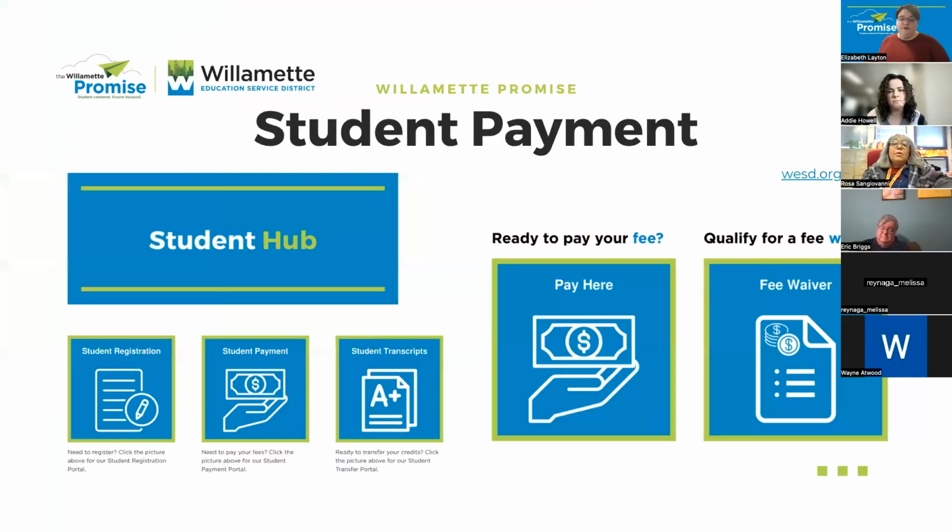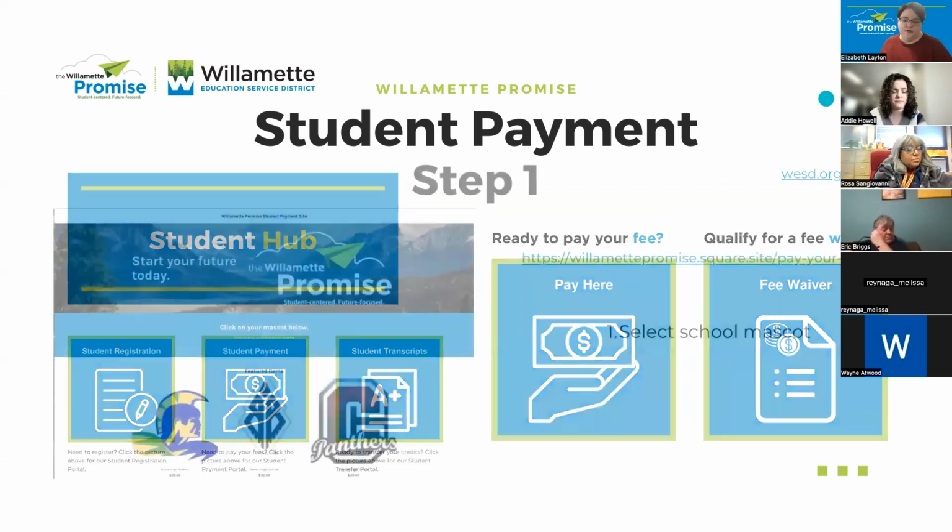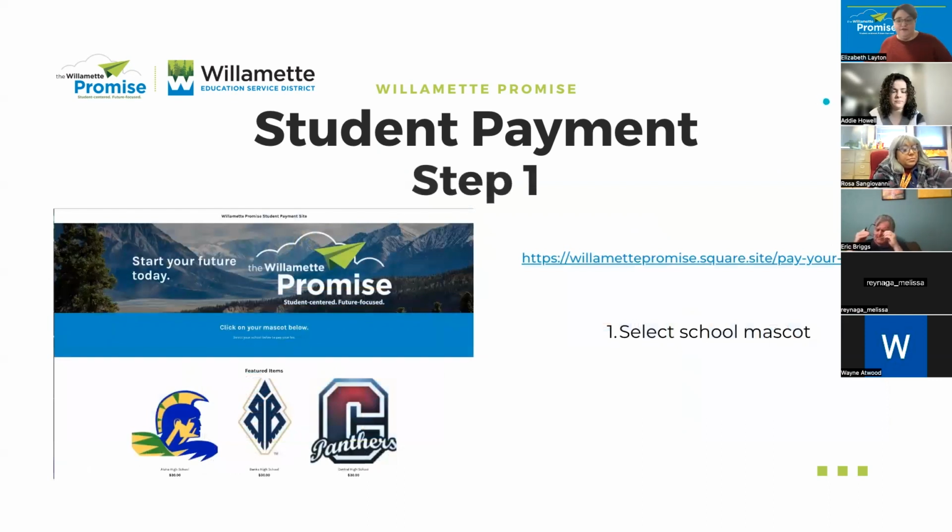So when students are ready to pay their fee, they need to visit our website at wesd.org/students. They will click on student payment, which is the second button here. And then this is where they find their two options to either pay their fee or fill out the fee waiver. So if students choose to pay their fee, they'll be taken to our Square site and begin by selecting their mascot from the available options.